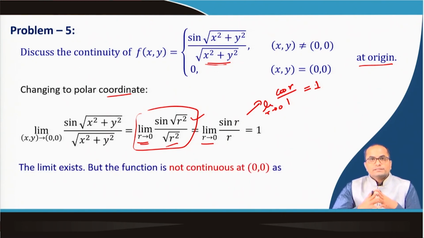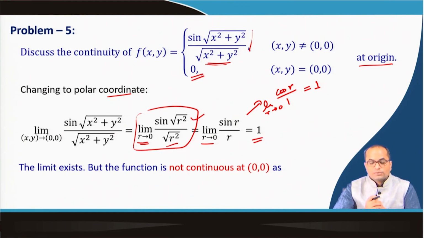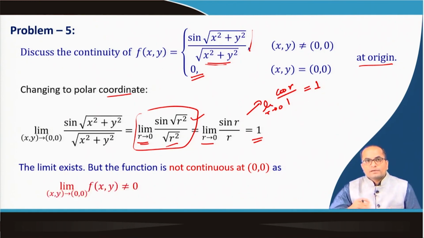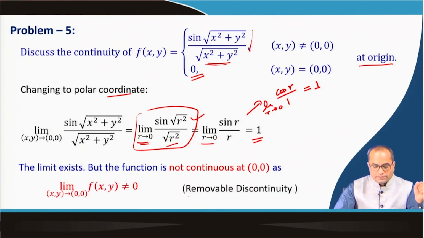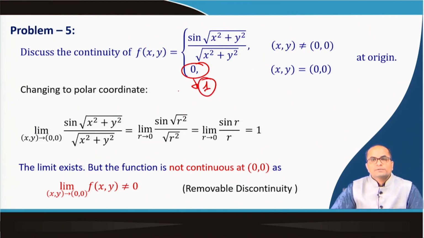Okay. So, the limit exists. The limit of this function as (x, y) goes to (0, 0) is 1, but the function value at (x, y) equal to (0, 0), or at the origin, is 0. So, the function is not continuous at (0, 0), but this is the case of what we call a removable discontinuity. If we redefine our function here, and instead of 0 we say this is 1, then the function will become continuous. So, this is a removable discontinuity, and it can easily be removed by redefining the function at the origin.